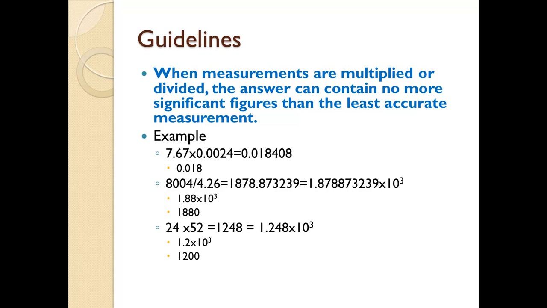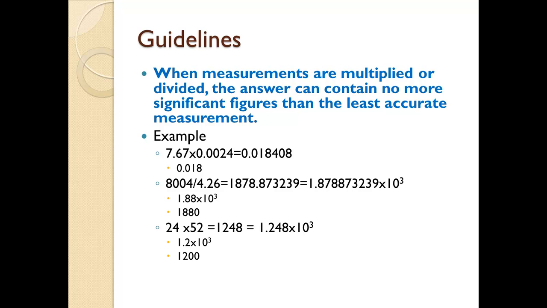And lastly, 24 multiplied by 52, both numbers have two significant figures. My calculator has displayed 1248. To get my number into two significant figures, I'm going to use the tool of putting it into the format of scientific notation. That is going to help me to determine my final answer. 1.248 by 10 to the 3. I want two significant figures, so I'm going to look at the 1.2.